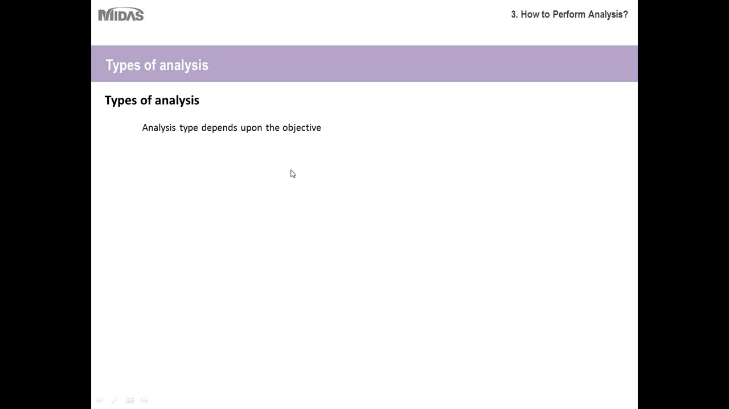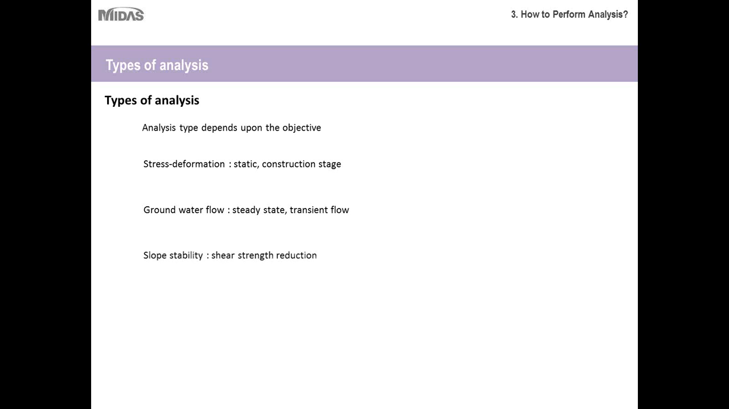So in different types of analysis, they are stress deformation analysis, where you have to perform either a combination of static analysis with construction stage analysis. Then we have the problem of groundwater flow. For this, you have to perform a steady state and transient flow analysis. Then we have a problem of slope stability. So there, for finite element analysis, you should perform shear strength reduction analysis. Then for seismic problems, you can perform time history or response spectrum or 1D or 2D equivalent linear analysis.